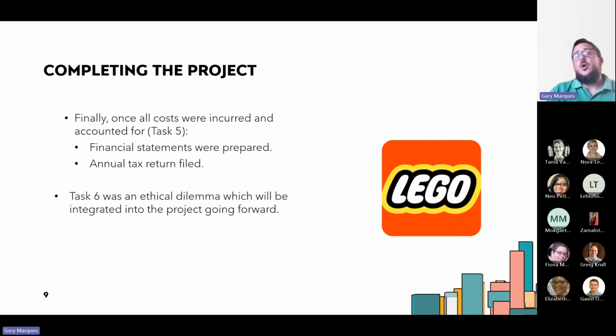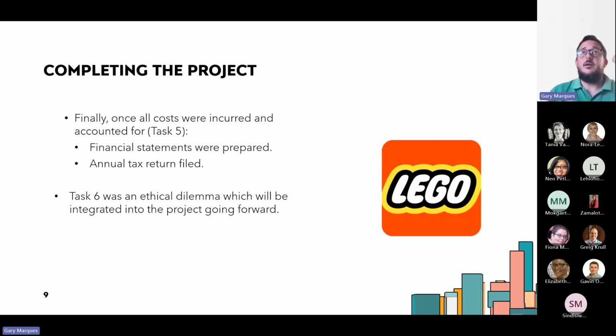And then finally, of course, completing the Lego project, and this is where the major accounting element came through. Their final task was to put together a set of financial statements to say, you know what, during our financial year, we built this bridge. This is what our financials look like, to present to the board of directors, as well as file an annual tax return, bringing all of these principles in accounting, in taxation, in auditing, in costing all to life for them.